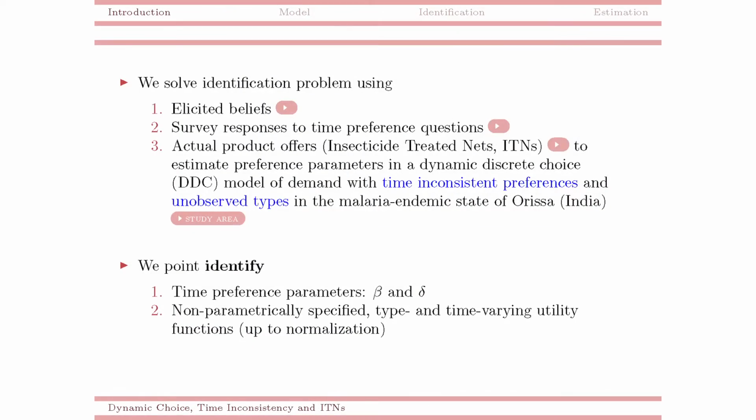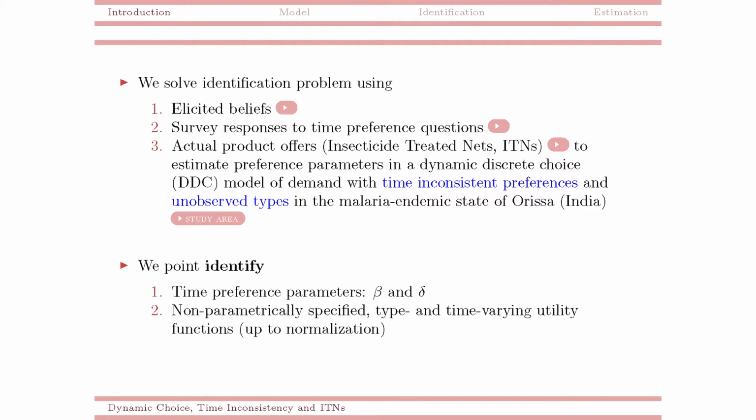Okay, so how do we deal with this problem? We deal with it by adding additional information to the model, in the form of elicited beliefs. We're going to add belief questions to typical surveys, and combine this with survey responses to time preference questions. And then we're going to combine both of these with actual product offers, which are insecticide-treated nets, a health product.